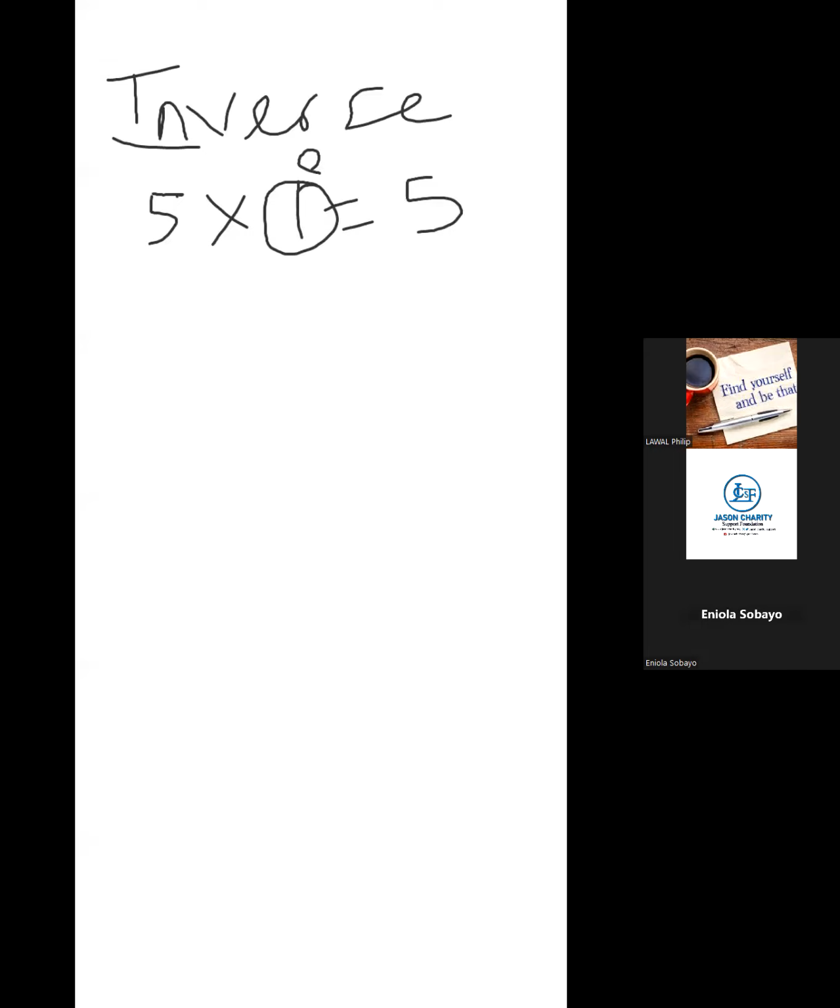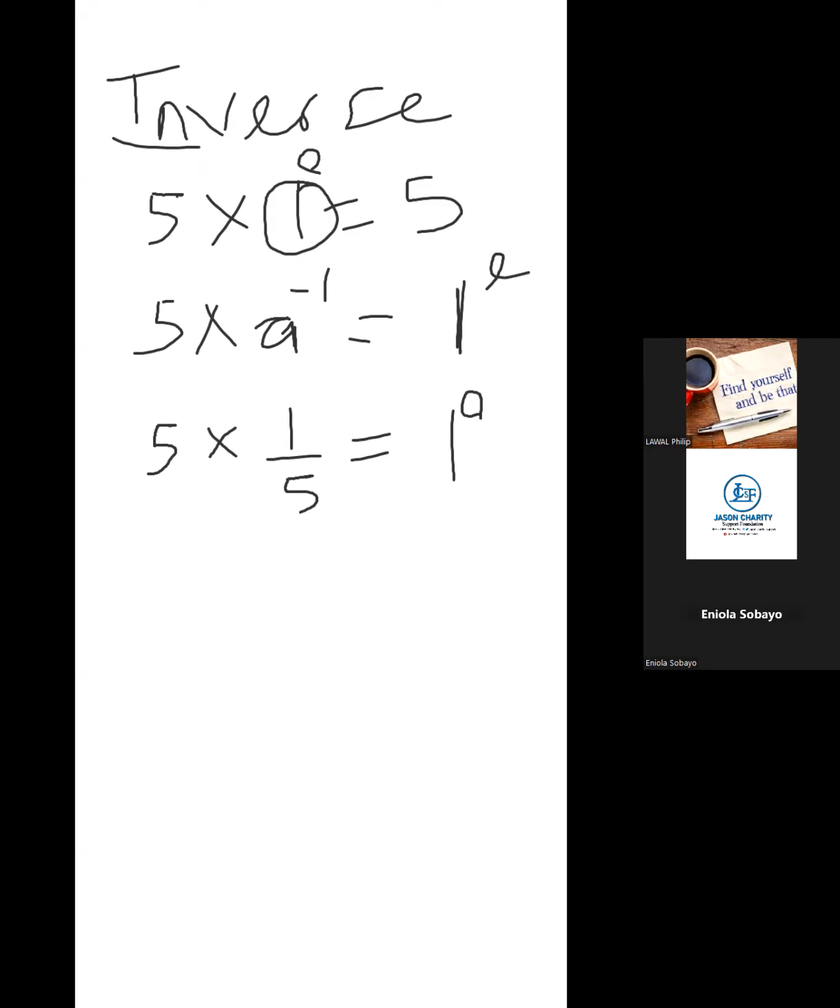So I can say 5 times, let me call it A inverse, that is the inverse element, must give me the identity. That's the rule for inverse. To get the inverse, look for anything that you can multiply by an element and you get your identity. So in this case, if you look very well, the only number I can multiply by 5 to give me 1 is 1 over 5. So 1 over 5 now becomes my inverse, and 1 is my identity.